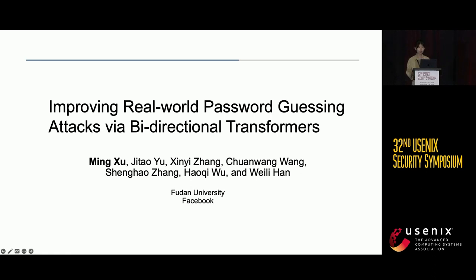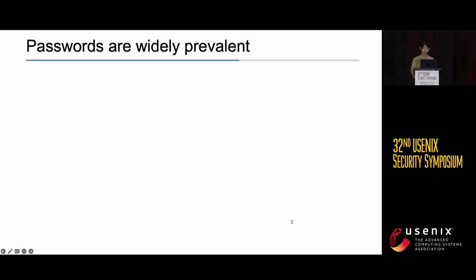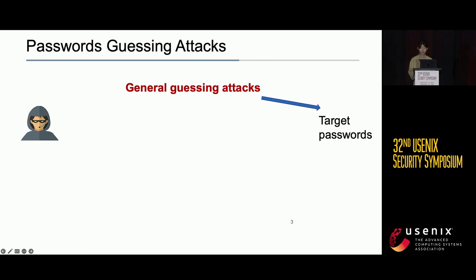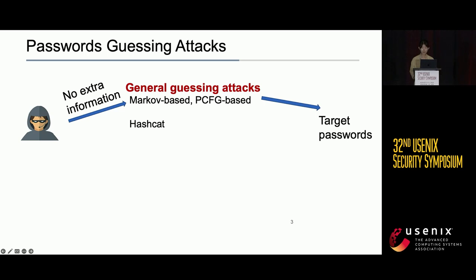So this work focuses on the utilization of bidirectional transformers and pre-trained frameworks to crack passwords. Textual passwords are strings used for authenticating regular users in many websites and remain widely prevalent in the foreseeable future due to the easy deployment. Due to the prevalent usage, password guessing attacks are constantly attracting researchers' attention. Generally, previous researchers have focused on the general guessing attacks that crack the target passwords without any additional information. Typical examples include data-driven guessing models like Markov-based or PCFG-based models, or guessing tools like Hashcat.